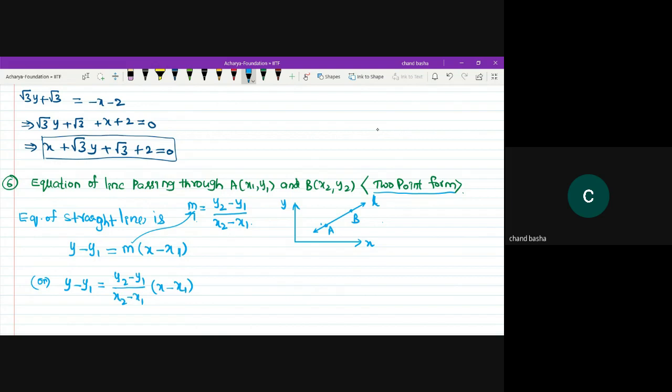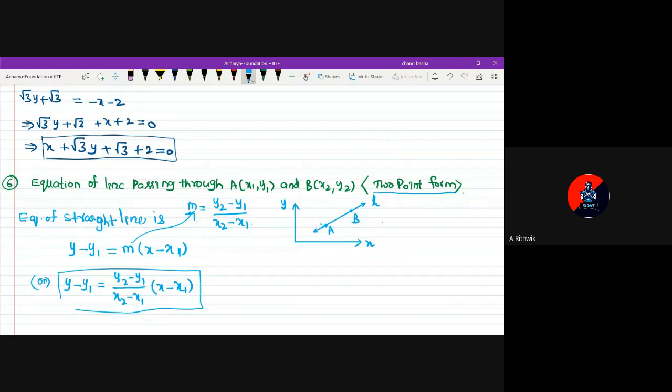But what is the difference? For the fifth one, he has given the slope. That means inclination is given to you. Here, no inclination will be given. What has he given? 2 points. Whenever we have 2 points, it's very easy to find the slope. How? By making use of the slope formula. Already we proved also y2 minus y1 by x2 minus x1. Clear, guys? The 6th point.